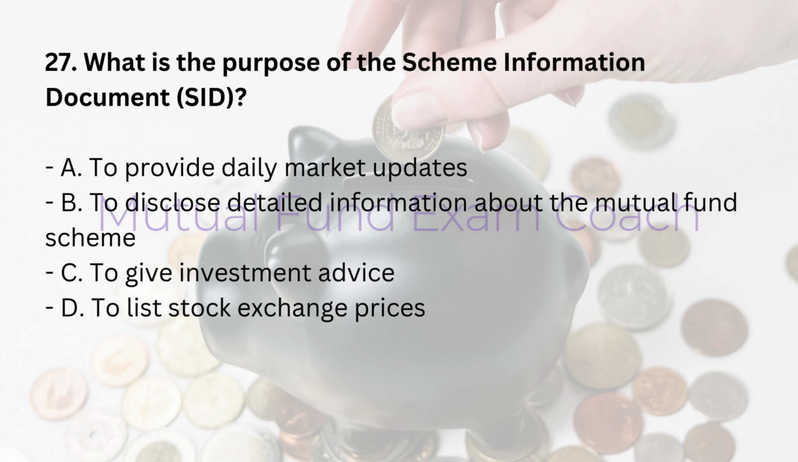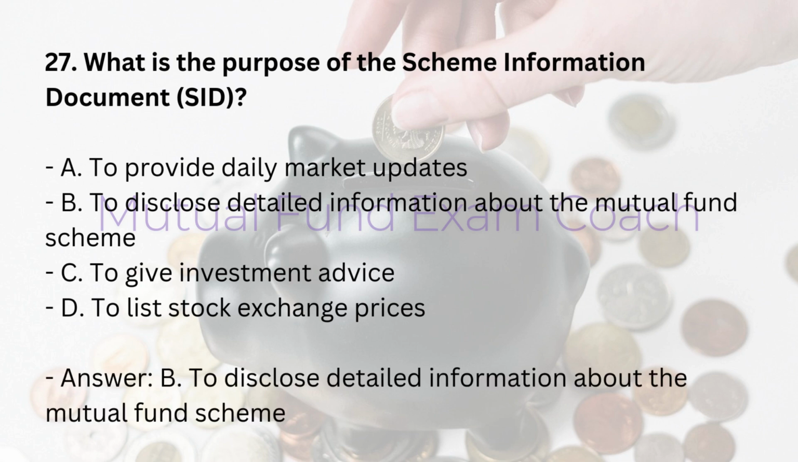27. What is the purpose of the Scheme Information Document, SID? A. To provide daily market updates. B. To disclose detailed information about the mutual fund scheme. C. To give investment advice. D. To list stock exchange prices. Answer, B. To disclose detailed information about the mutual fund scheme.